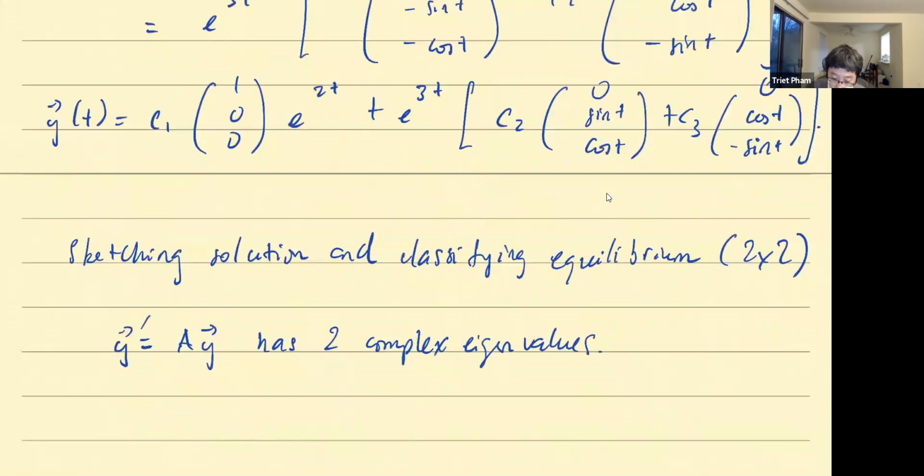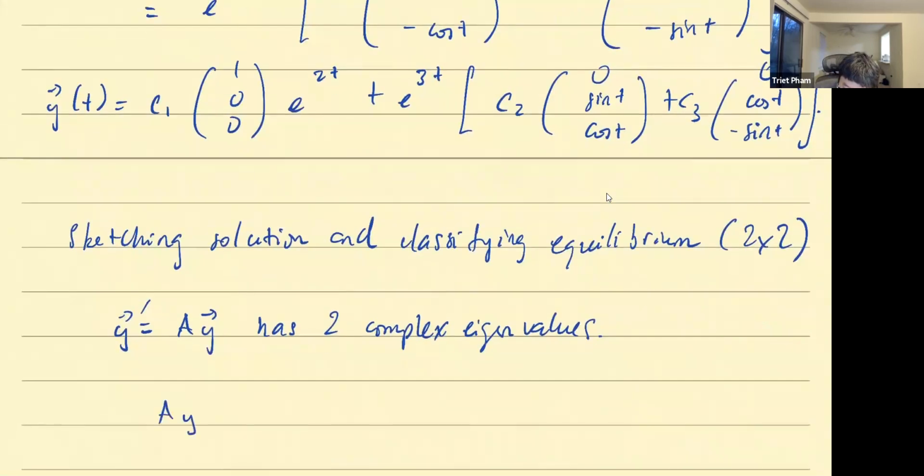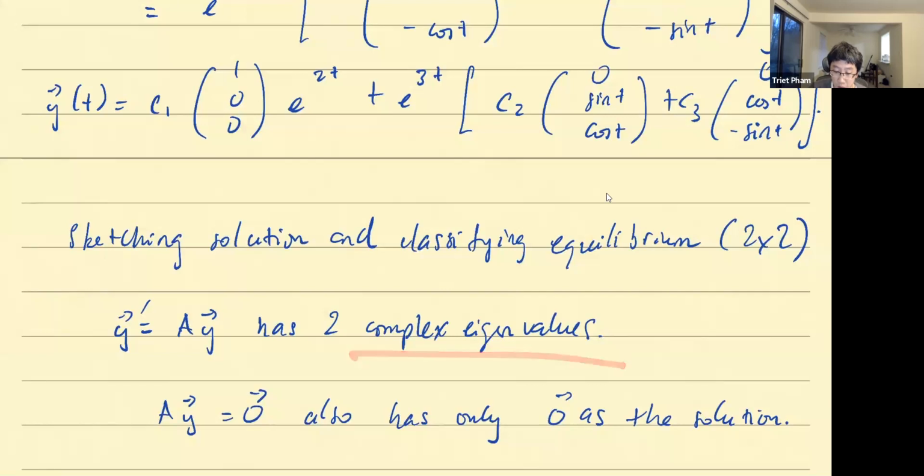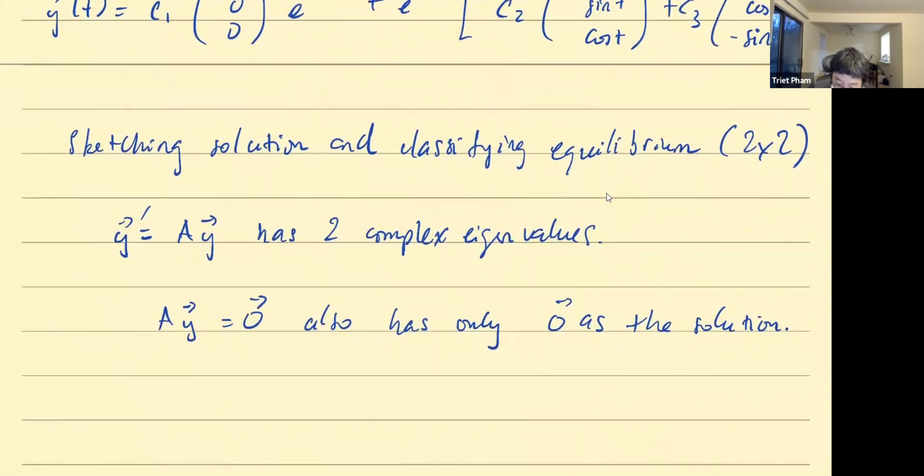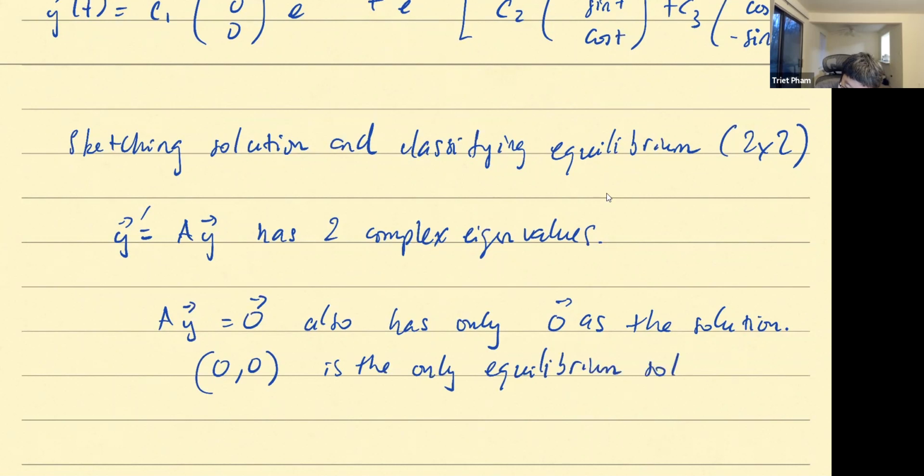So because of that, the Ay equal to 0 equation also has only 0 as the solution, because you don't have a 0 eigenvalue here. Okay, the matrix is still invertible. So in other words, what do I want to say here? That 0, 0 as a point, the origin, is the only equilibrium solution. Okay.